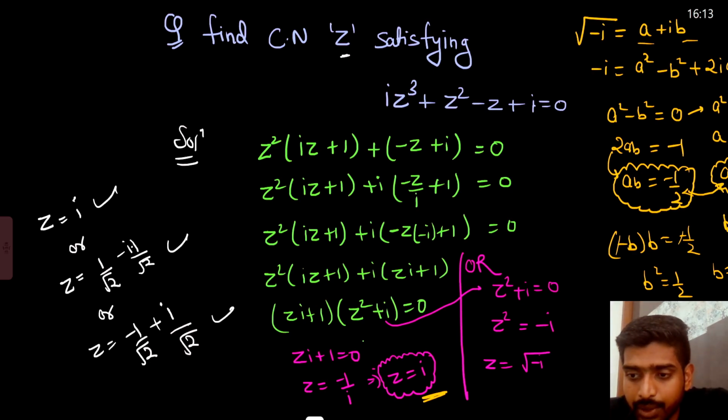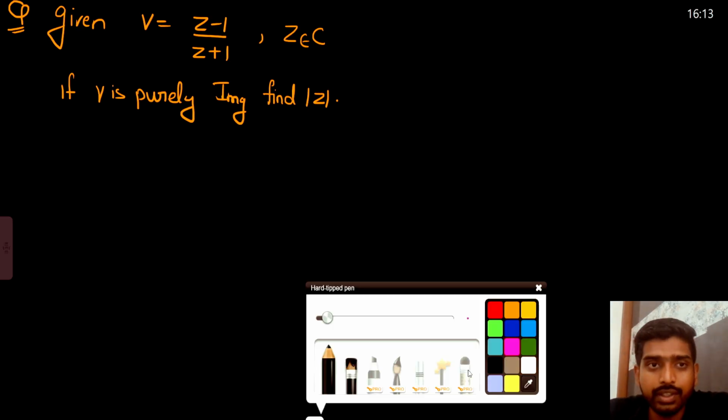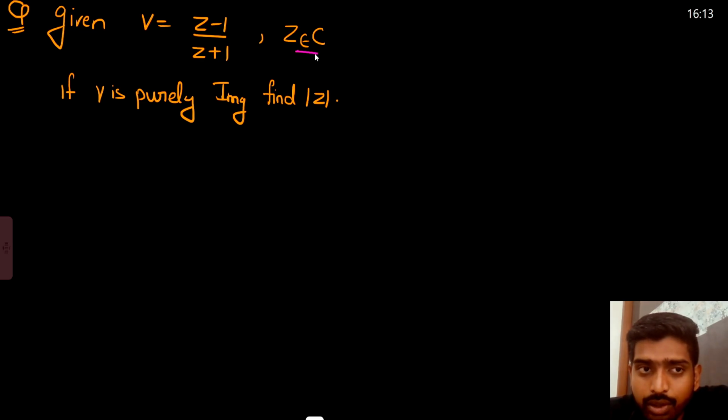Got it? Now next, we'll try to solve this question. What they've given in question? They've given a complex number v, right? v is a complex number and they said v is purely imaginary. Then we have to find the modulus of z.